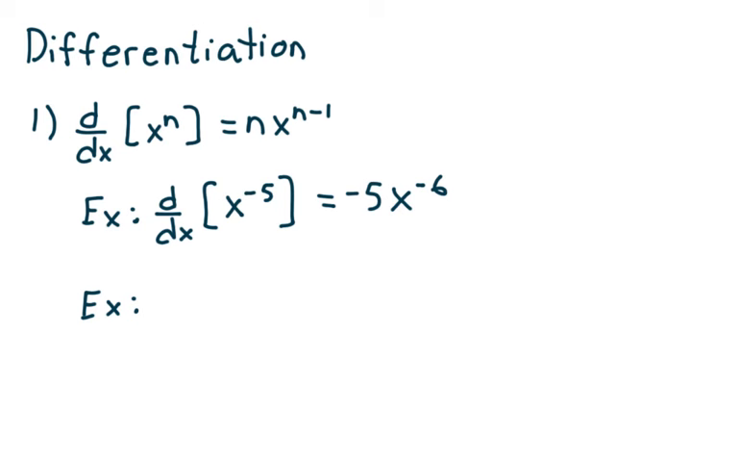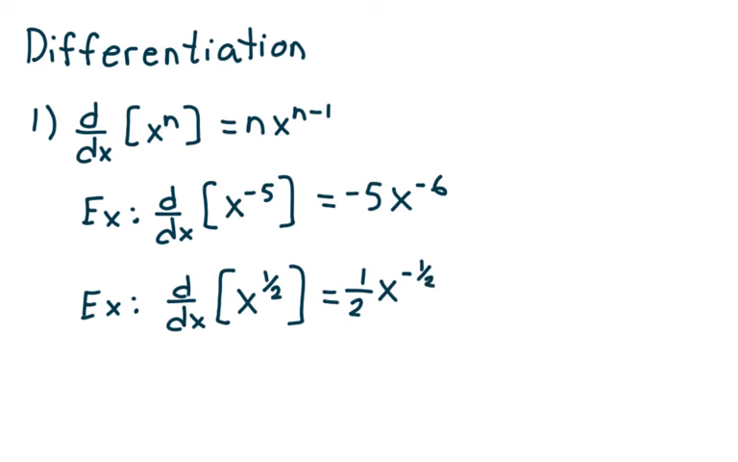If we do another example, suppose we want the derivative of x to the 1/2 with respect to x. N doesn't have to be a whole number or integer. N can be a fraction too. And so what we get is 1/2 x, and then 1/2 minus 1 is negative 1/2. And so that will be the exponent on the x. And then I'm going to rewrite this as 1 over 2x to the 1/2.